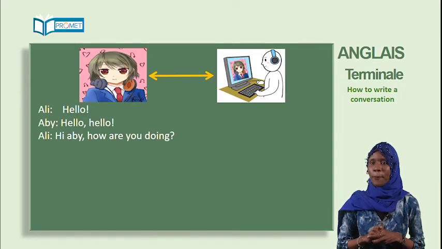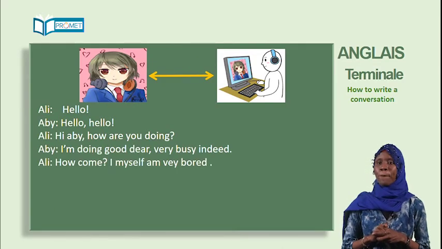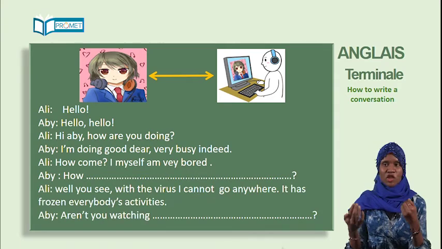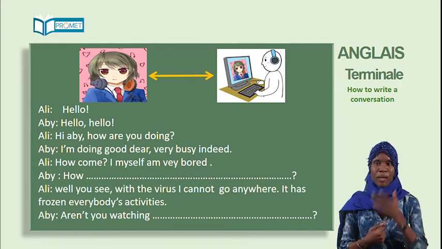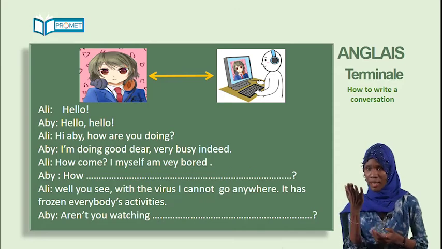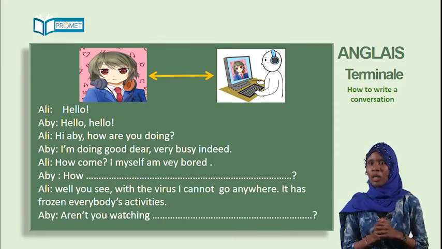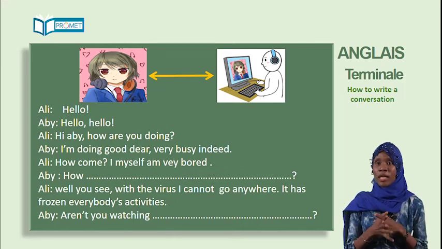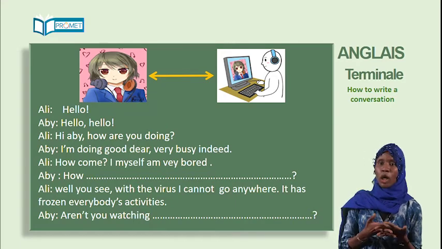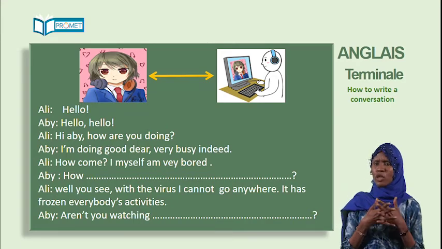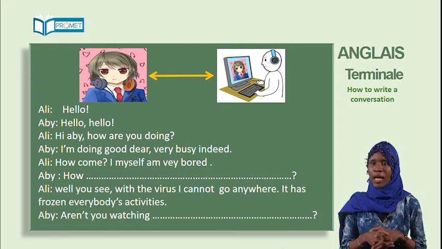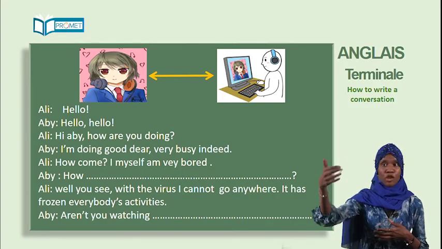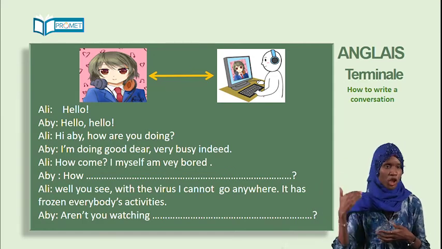Okay. So, here is the body. In the body, there is an interaction between the characters, Ali and Abi, right here. They start with greetings. Hello, hello, hello. Hi, Abi, how are you doing? Abi: I'm doing good, dear, very busy indeed. So here I have tried to start the conversation for you.